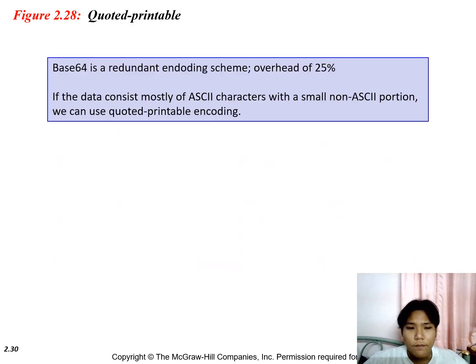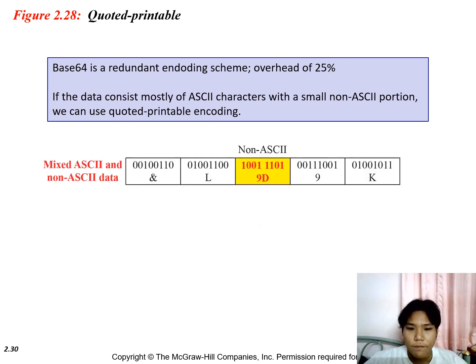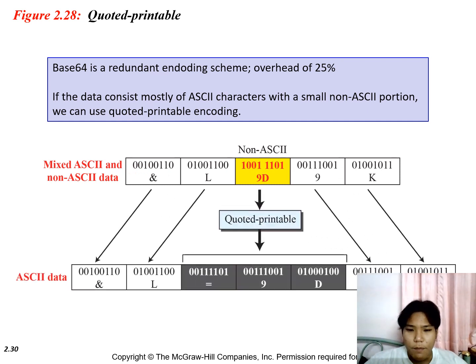Quoted printable. Base64 is a redundant encoding scheme with an overhead of 25%. If the data consists mostly of ASCII characters with a small non-ASCII portion, we can use quoted printable encoding. This is the picture.